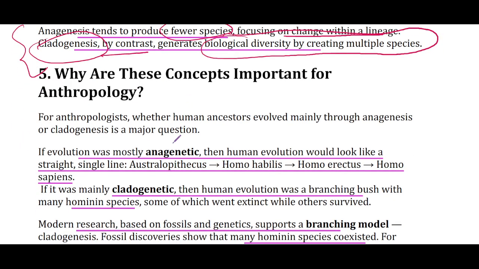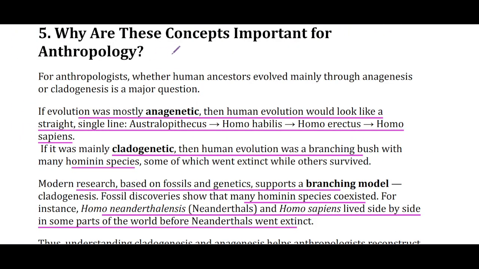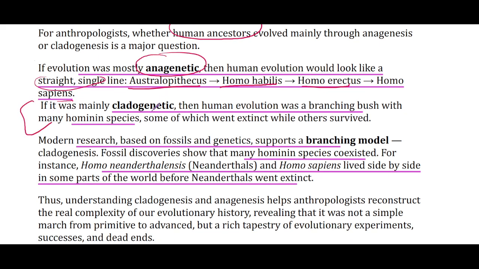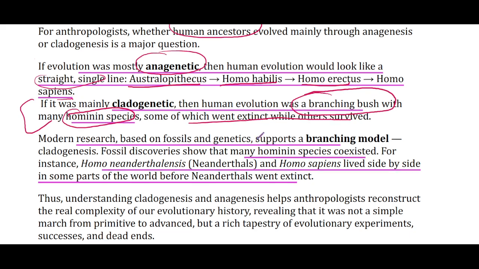Now, why are these concepts important for anthropology? These concepts are important for anthropology because we have been looking at this question of human evolution by our human ancestor. So, if evolution was mostly anagenetic, then human evolution would look like a single straight unbroken line that started with the first hominin Australopithecus, then proceeding from Homo habilis to Homo erectus and then Homo sapiens. But if it was cladogenetic, then human evolution was like a branching bush with multiple hominin species, some of which went extinct while others survived.